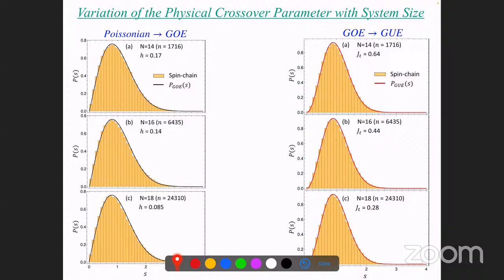So again, here I show you the results not only for 14 and 16, but also 18, which has an overall basis size of about 50,000 if you take the raw basis. So we used global spin rotational symmetry to reduce that basis to half. And then you see again that these things match very well with the physical predictions, and the physical crossover parameter progressively decreases systematically as your system size increases. Similarly here for the JT term, okay?